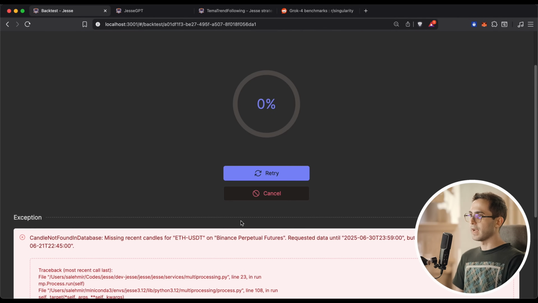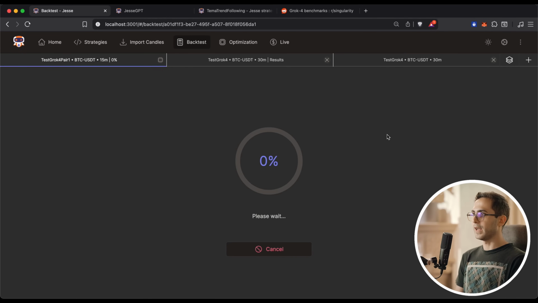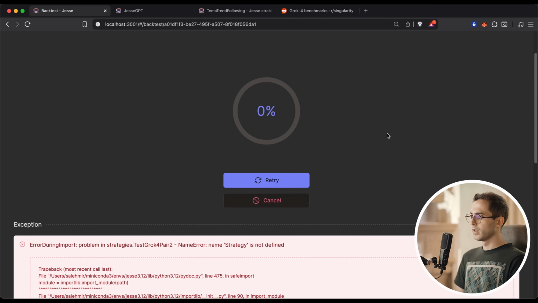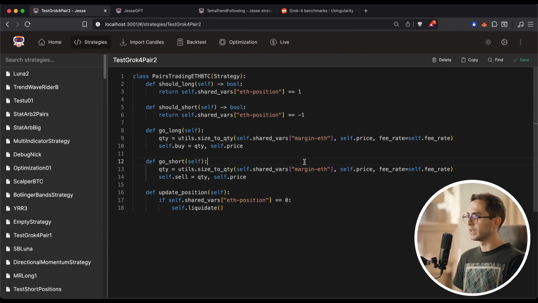And it's saying we're missing candles. Okay, so that's because I don't have enough candles until this date. So let's lower the ending date of the backtest. Okay, so it's saying that this strategy name isn't defined. So let's go back and edit the code here.